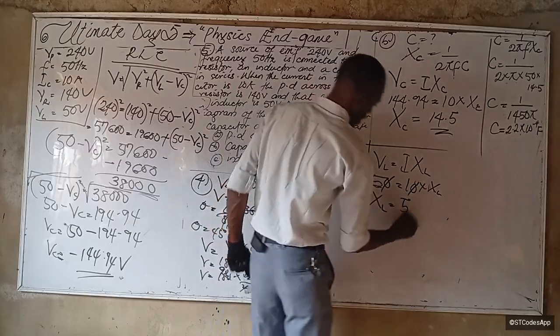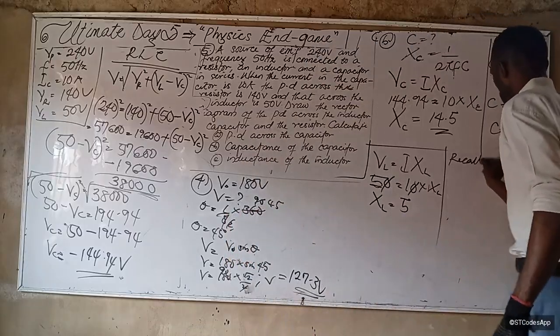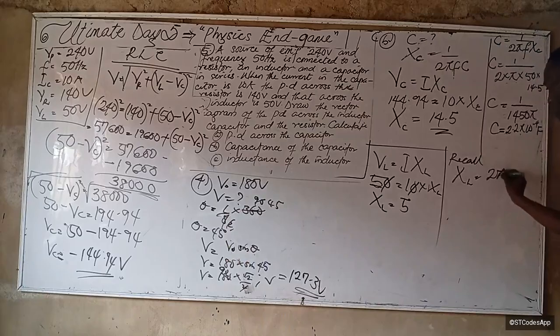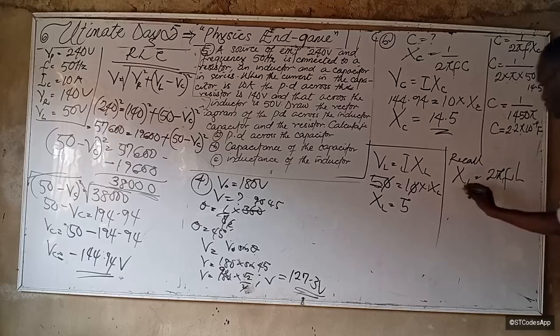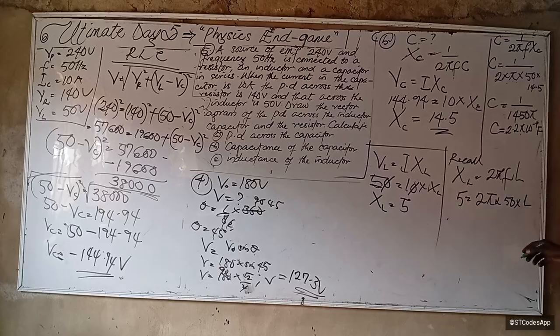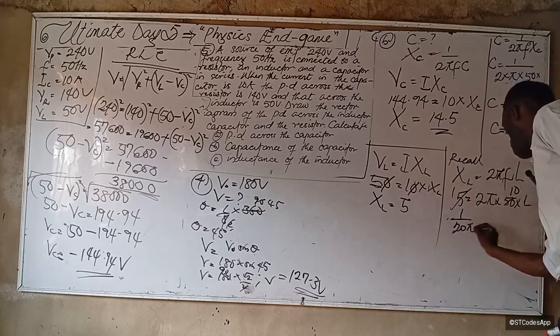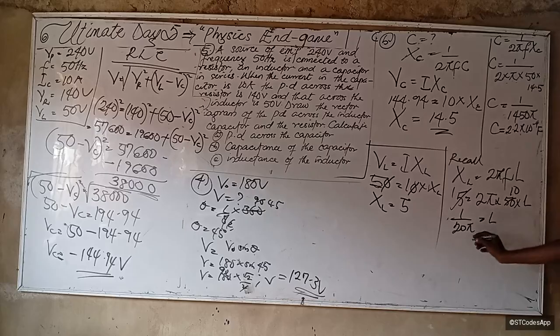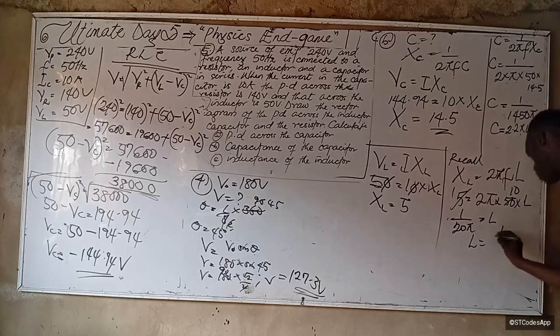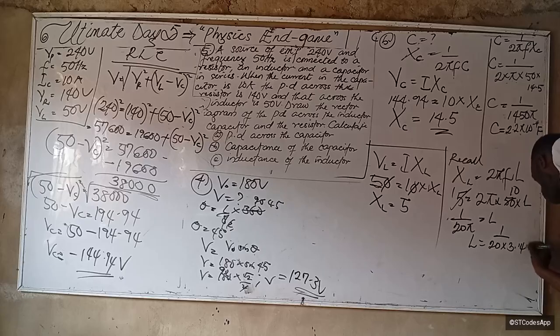X sub L equals 5. And recall that X sub L is equal to 2 pi F L. So 5 will be equal to 2 pi times 50 times L. So here 1, here 10, 20, 1 over 20 pi is equal to L. Are we good? So divide. L will be equal to 1 over 20 times 3.142.